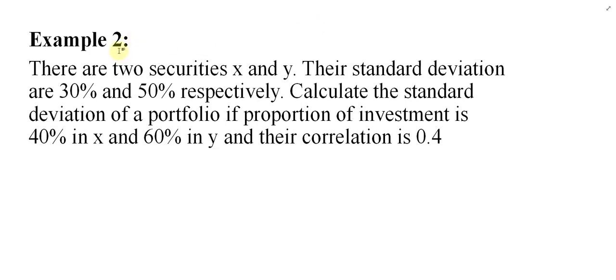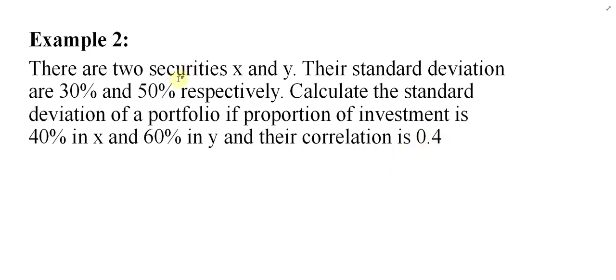Bismillahirrahmanirrahim. Example number 2 of portfolio variance. There are two securities X and Y again. Their standard deviations are 30% and 50% respectively. Calculate the standard deviation of a portfolio if the proportion of investment is 40% in X and 60% in Y, and their correlation is equal to 0.4.